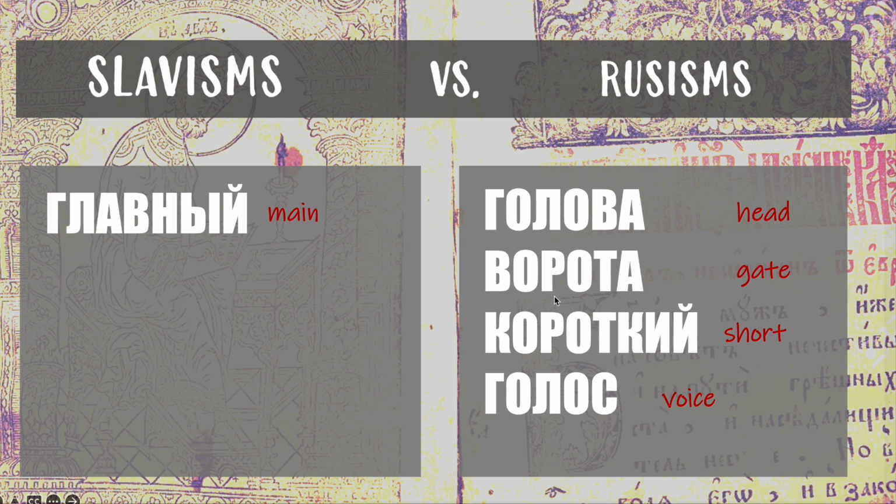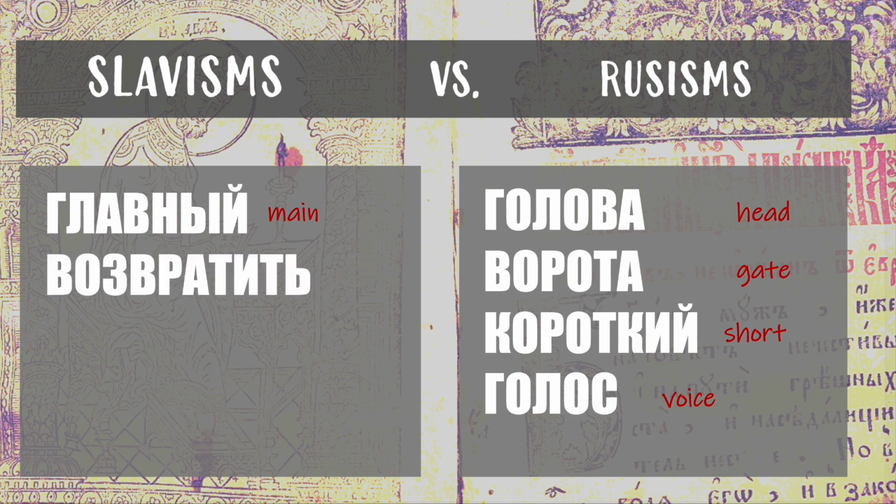Next is the word for gate, varota, or this literally would mean gates. And what do gates do? They open and close, they turn in different directions. And the crunched down Slavism version of that is возвратить. So for example, this one means to return, meaning like to turn back, kind of.